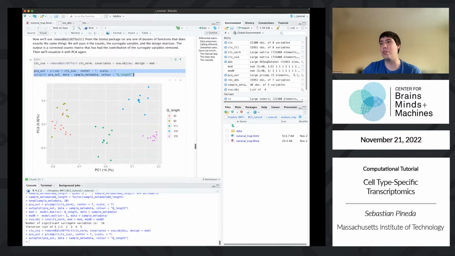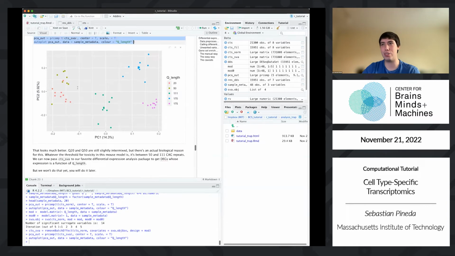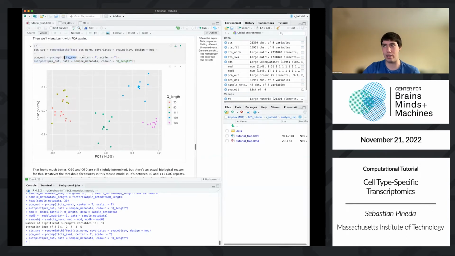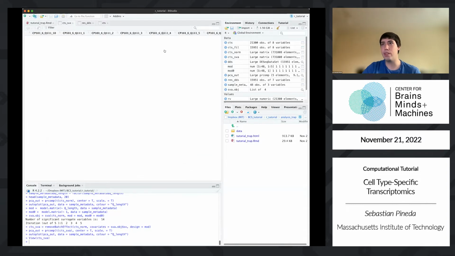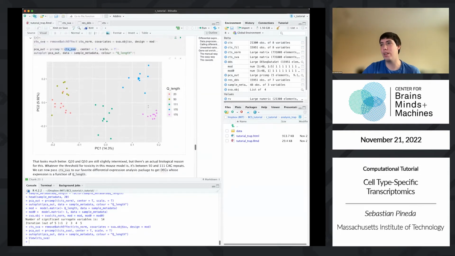And what we do see is the 20 and 50 are still a little together. It's actually known that whatever the phenotypic threshold is in mouse is between 50 and 111. So we kind of expect this. So now the data is a lot cleaner. We can take our corrected counts. Let's see, can I load them? They now look like this. They're different than the original counts. But now we can analyze these corrected counts just the way we did before, and we don't have to worry about the batch effect that we had.